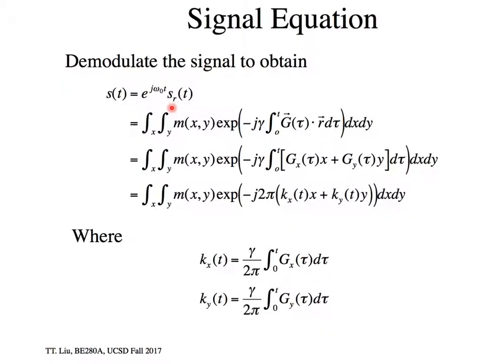Recall, it's very important to recall that the frequency, or omega, of the magnetization vector is linearly proportional to the B field that it is in. Remember, it's omega equals gamma B, where B is the applied magnetic field.